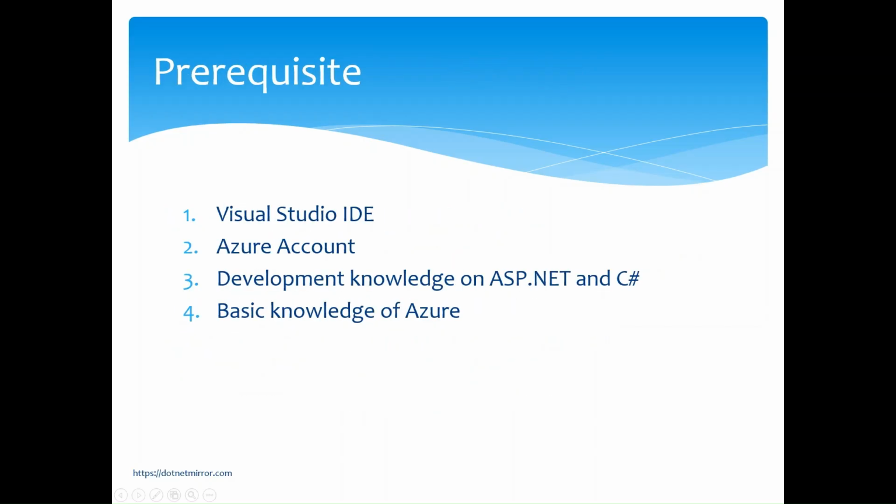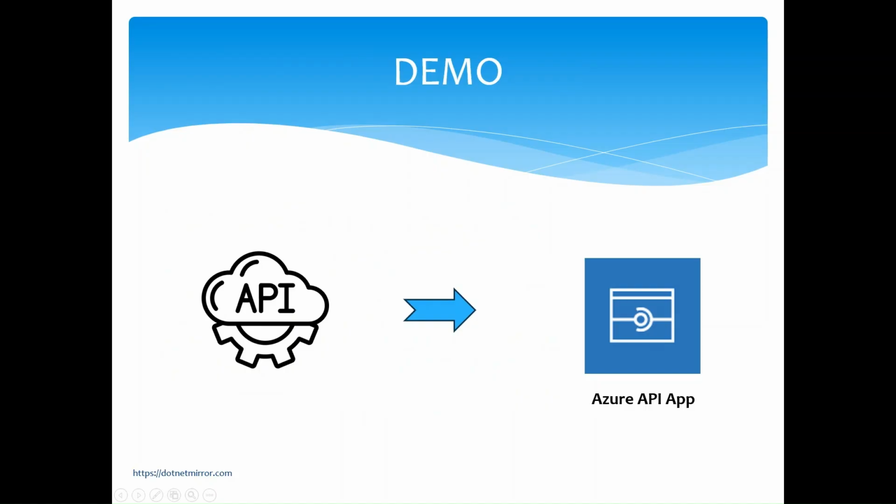Now let's understand, before getting into demo, what is required. You should have Visual Studio IDE, you should have an Azure account, and basic knowledge of ASP.NET C Sharp and Azure. Now let's get into the demo. So what we will do is we will develop a local API. Once it is done, we'll create an API app and we'll try to deploy this API and run the web API on the cloud. Let me open Visual Studio.